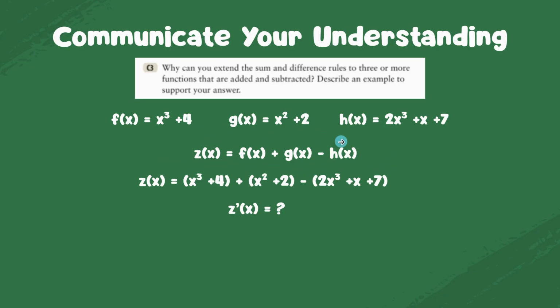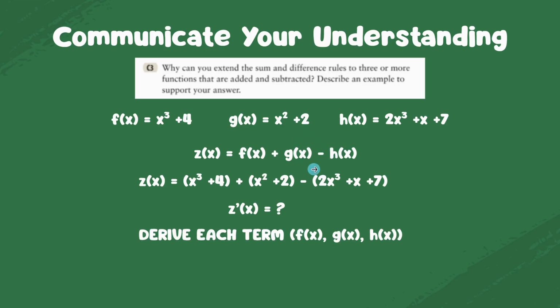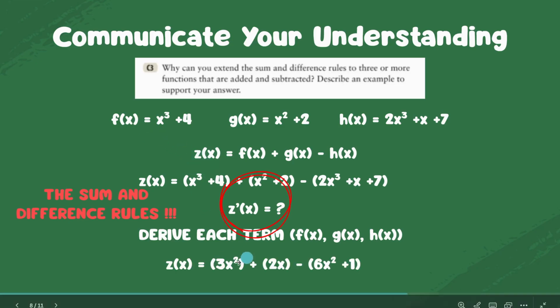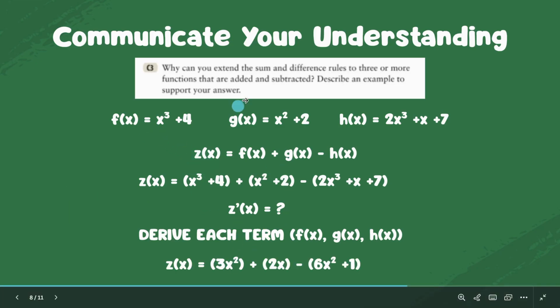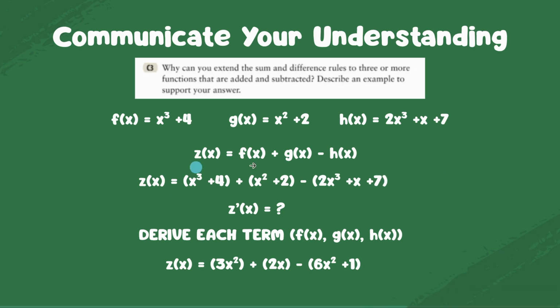What if we want to find z prime of x? Then we'll have to derive each term separately. And if we derive f of x, it is going to give us 3x squared. And if we derive g of x, it is going to give us 2x. And if we derive h of x, it is going to give us 6x squared plus 1. And that's how it would help us if we are answering a function that is just the subtraction and addition of multiple other functions.